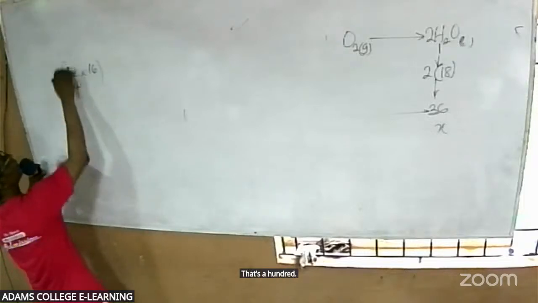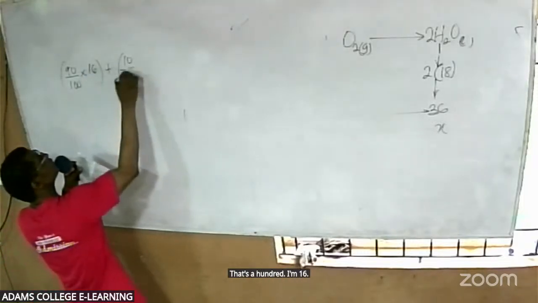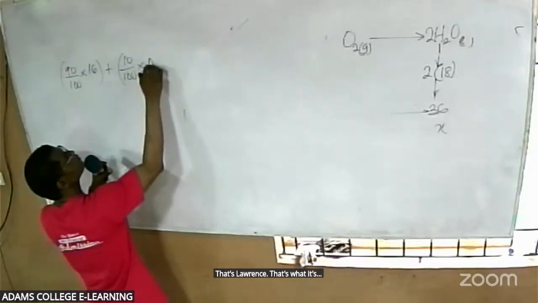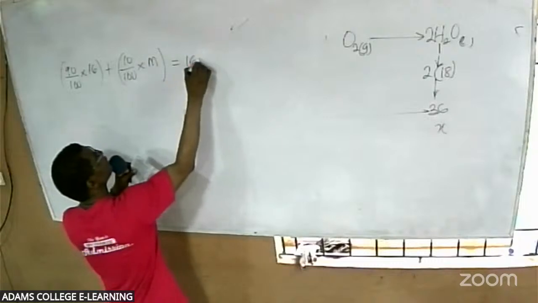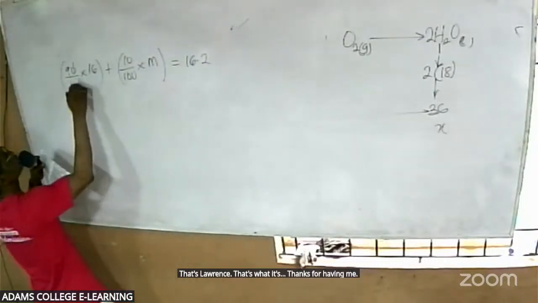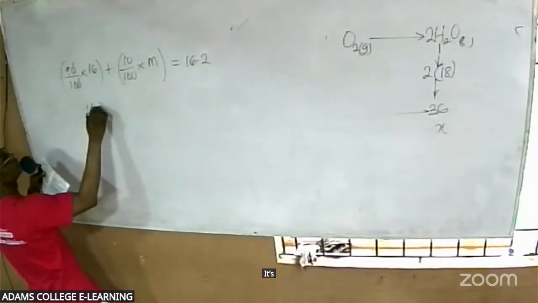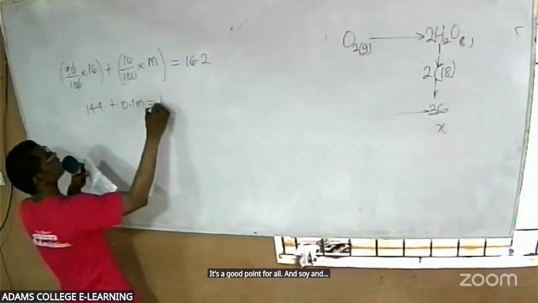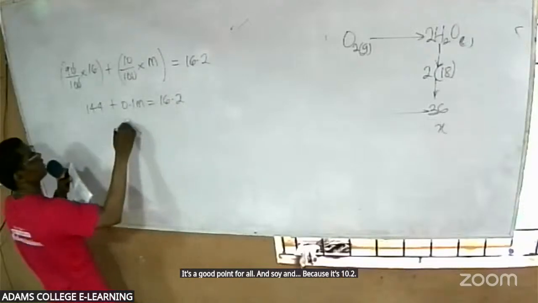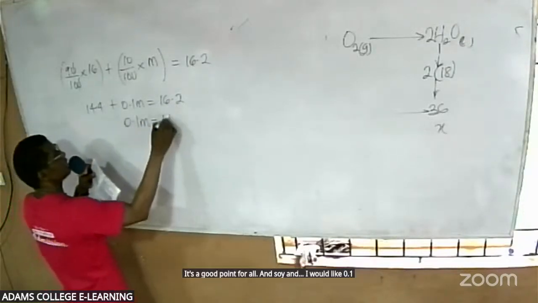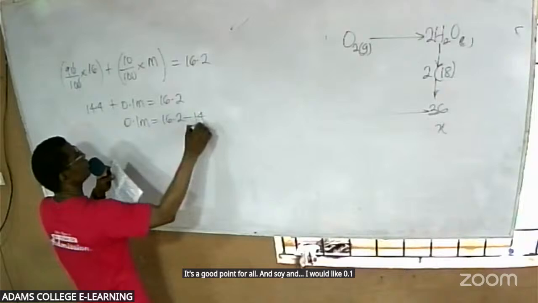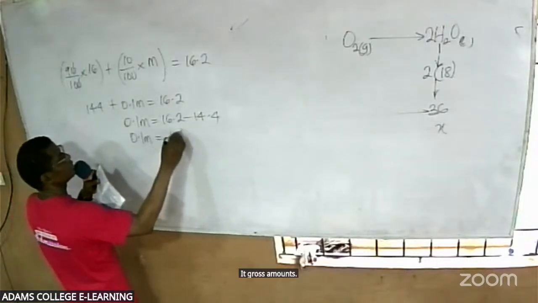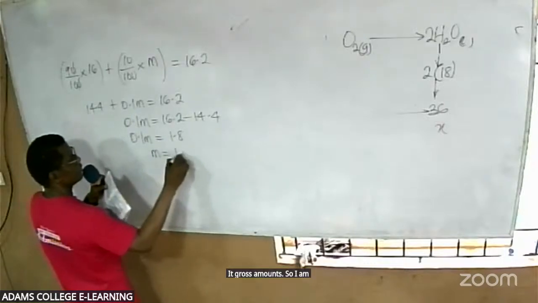116 plus what? It was how much? 16.2, I mean. It's up to 8.4. 8.4 plus 0.1 m equals 16.2. You can use any method you like. 0.1 m, 16.2 minus what? 0.1 m equals how much? So I am now 1.8.